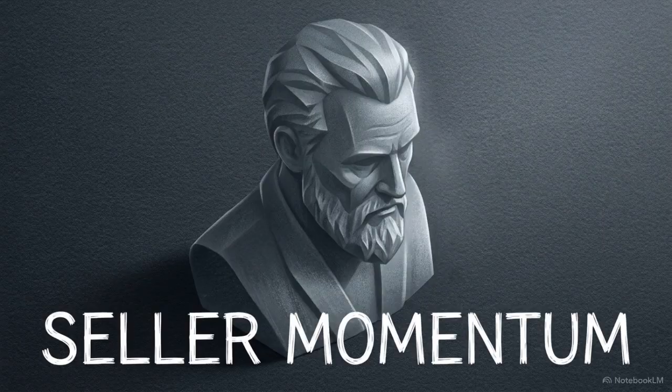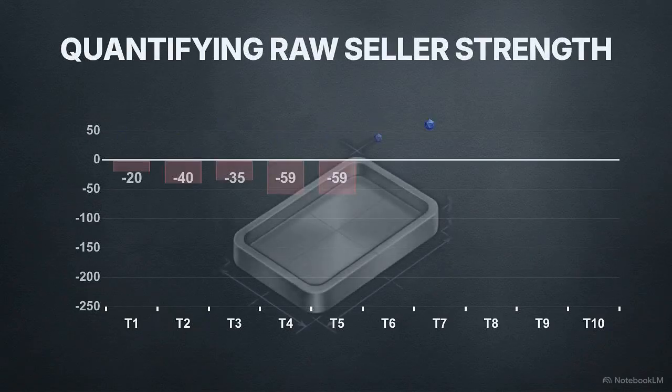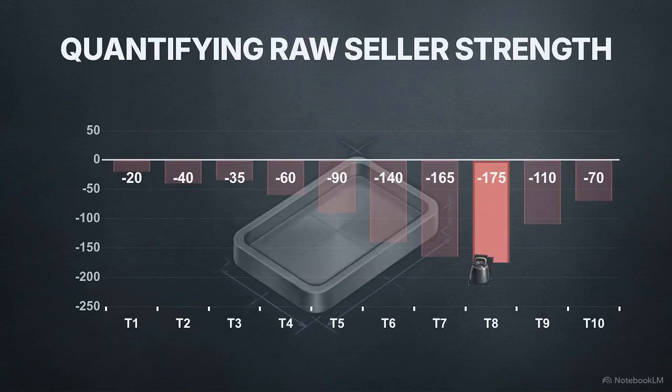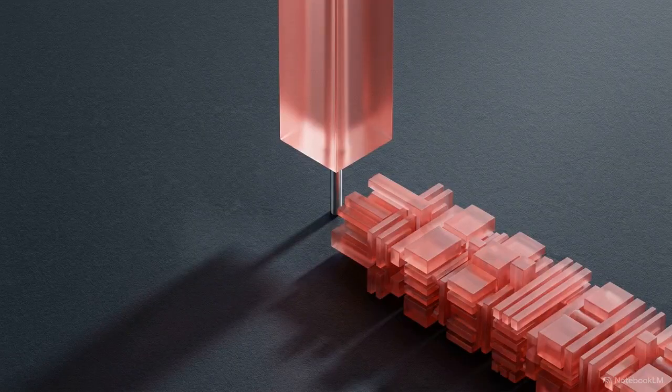Developed by Dr. Alexander Elder, this oscillator is built specifically to calculate the raw, mathematical strength of the market's sellers. Price moves only after the balance of power shifts. Identifying those shifts requires a tool that can measure the actual pressure being exerted beneath each candle.